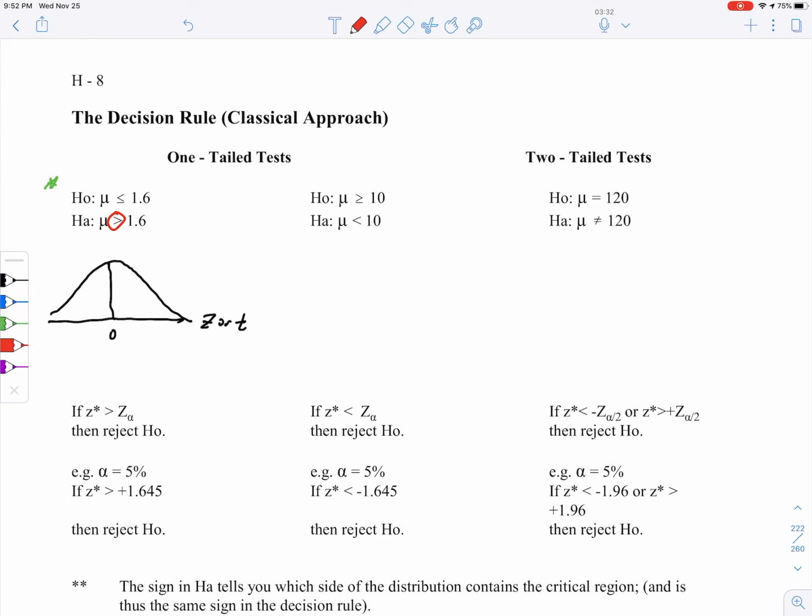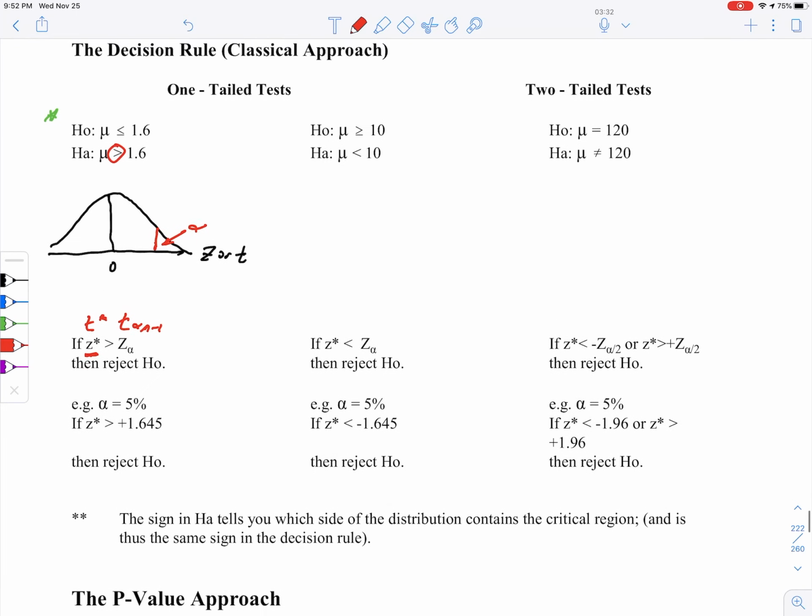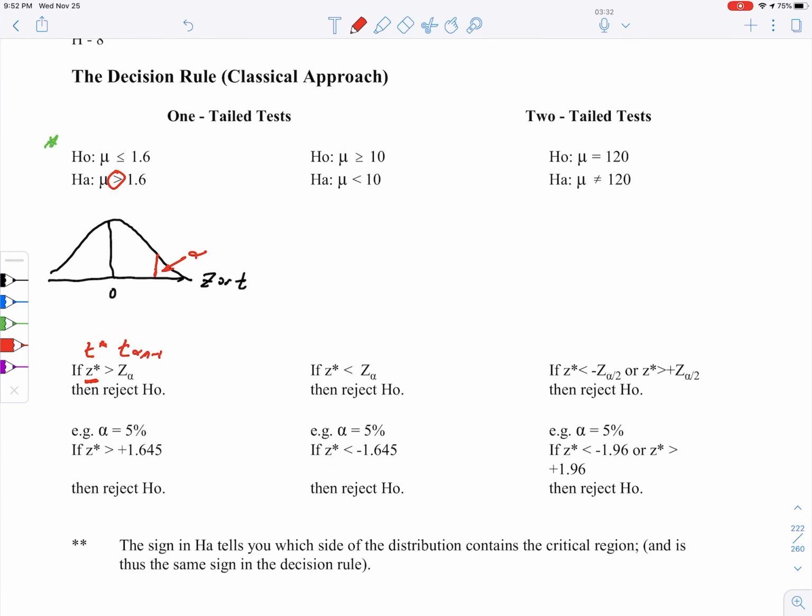And what you do is you look at the sign of HA, and that points like an arrow to the upper tail. And so what you do is you put the whole alpha in the upper tail. And so what we have here then is that if Z star, or computed Z, or that could be a T, right, T star, is greater than a Z alpha or a T alpha, then we would reject H0.